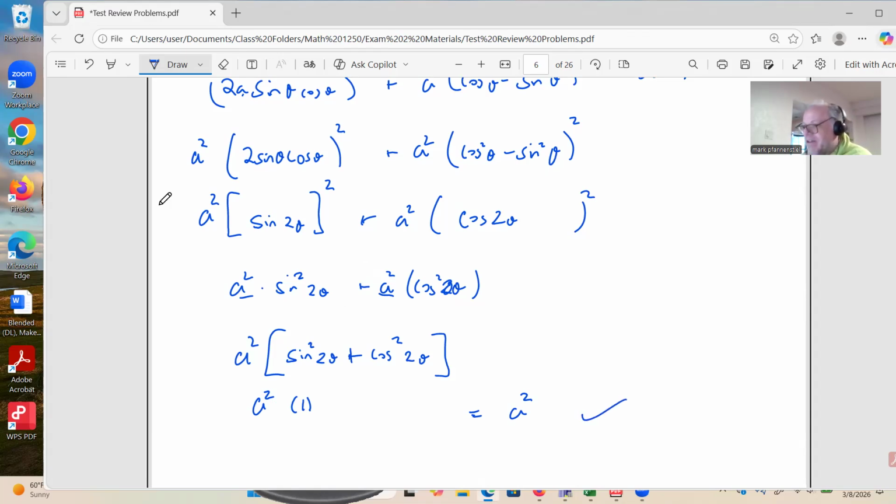Try to be on the lookout for those. Try to make sure that you've memorized your double angle formulas and such, and see if we can't go through that. Sum of angle formulas are important too here.